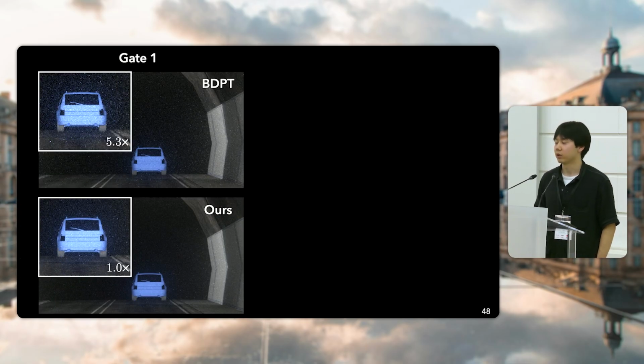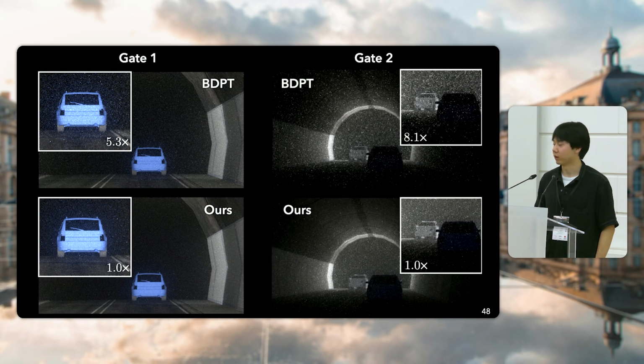So if we gate at certain depths, we can first target the near car, and we can also do the same for the far car, and it's pretty clear. And at equal time, the error of our method is lower than BDPT.